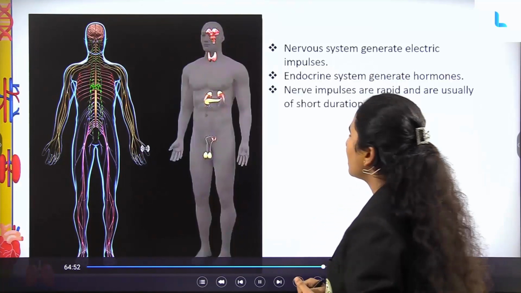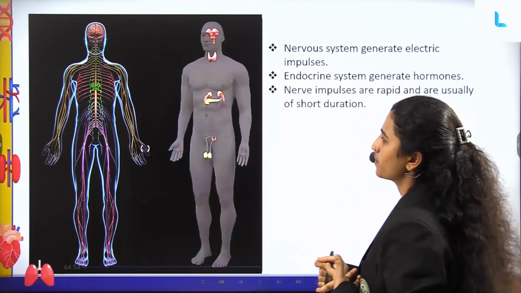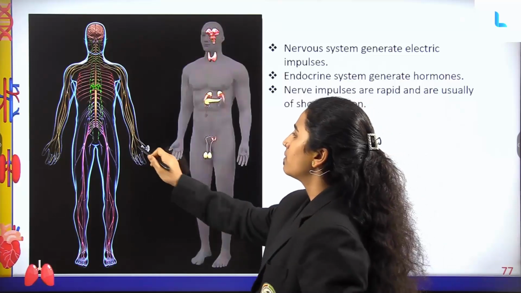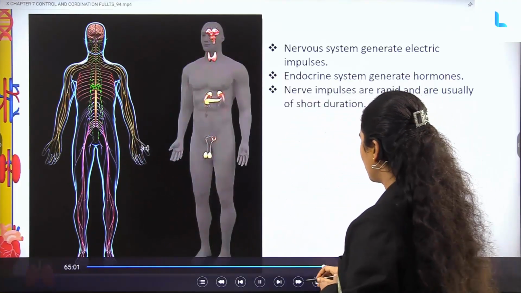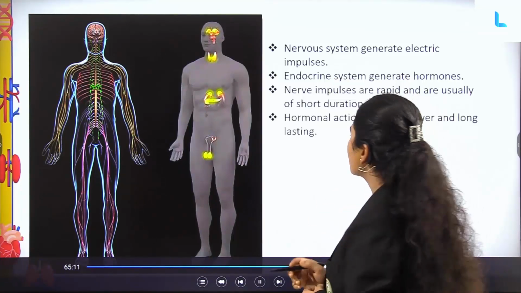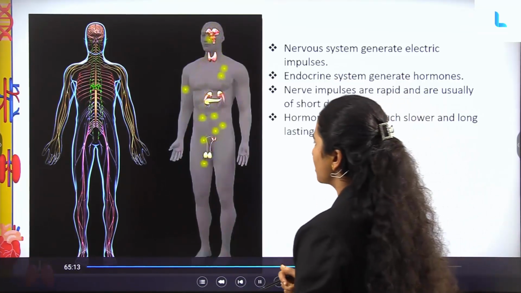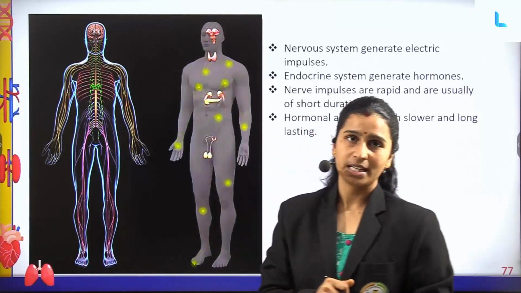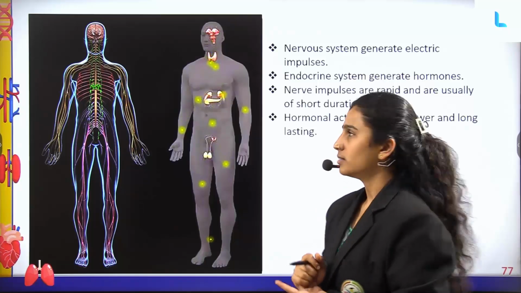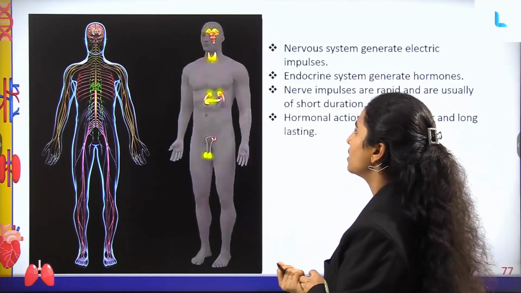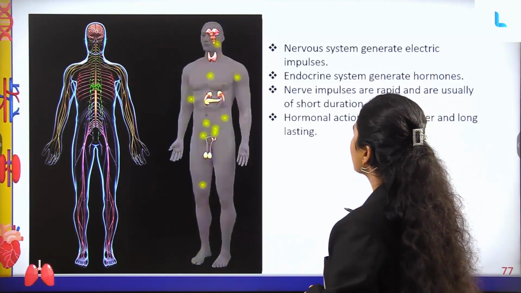And nerve impulses are rapid and they are of short duration. So you can see the nerve impulses which are created in our body are very short term. Whereas hormonal actions are slower and they are long lasting. Say, for example, the thyroid problems which we get, hypo or hyperthyroidism, or any other such conditions caused by hormonal imbalances.